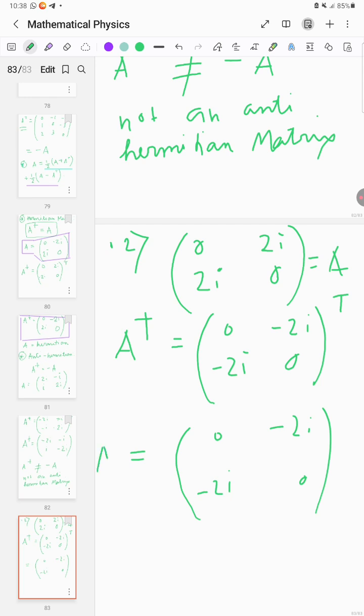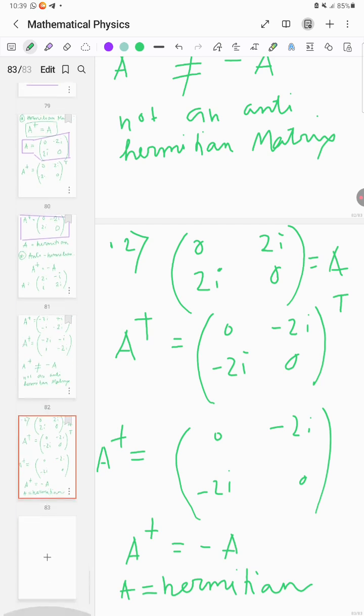Now look, A dagger is coming out to be nothing but minus A, isn't it? So here we can say that A is anti-Hermitian. Alright.